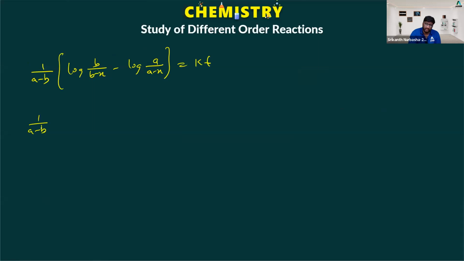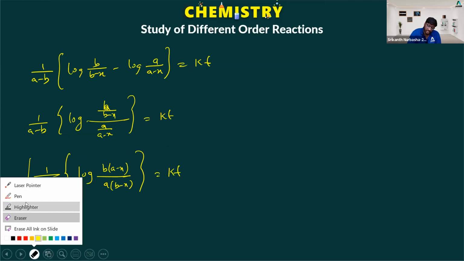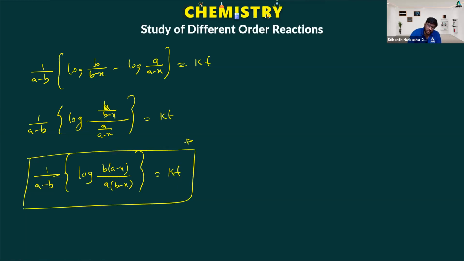So 1 by a minus b into logarithm of (a by b minus x)... b by b minus x whole divided by a minus x is equal to k into t. So 1 by a minus b into logarithm of b into a minus x by a into b minus x is equal to k into t. Everyone got this expression or not? So this is the expression which you have to use whenever the initial concentrations of a and b are different.